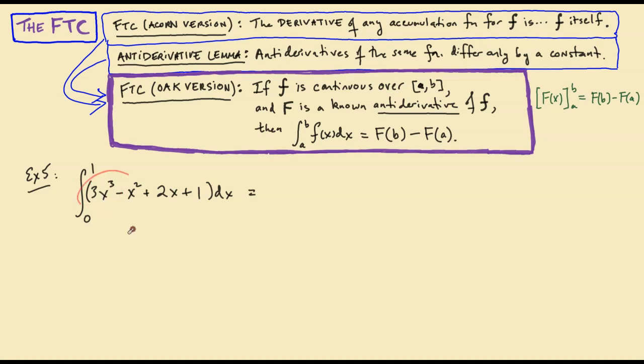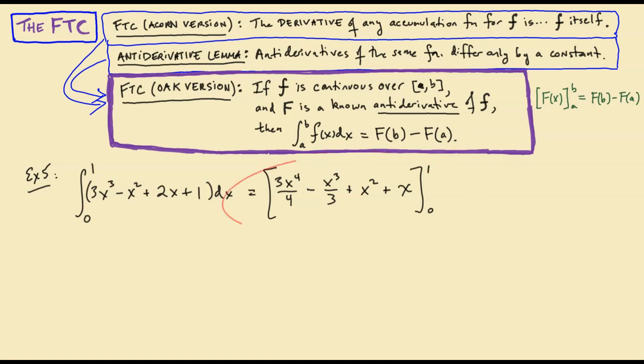Antiderivative of the first term, well, that's going to be 3x to the 4th divided by 4. So I'll go ahead and write that down, 3x to the 4th over 4, minus x squared. Let's see, antiderivative, that's going to be minus x cubed over 3 plus 2x. Well, that's 2x squared over 2, which of course is just x squared, plus 1. What's an antiderivative of 1? Well, that's x, of course. Oh, that's it. We've got our antiderivative, so pop on the bracket notation.